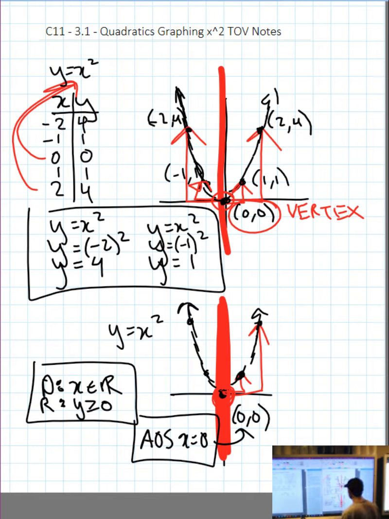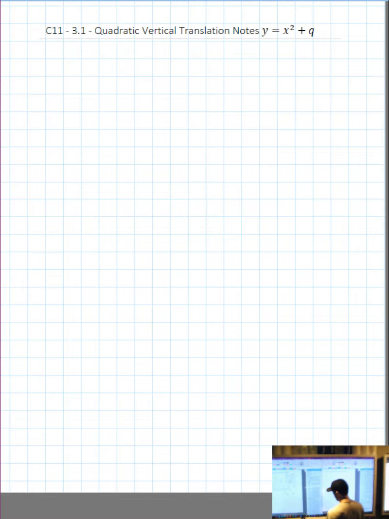So we have parabolas and their shapes and how to graph them with a table of values or learning the patterns. The bottom or the top of the parabola is called the vertex. We can answer the domain and the range, and we can answer what the axis of symmetry is. The vertical line x equals whatever the x value of the vertex is, that cuts it in half, or it's symmetrical on both sides. So now let's take a look at moving graphs, or moving this graph around.